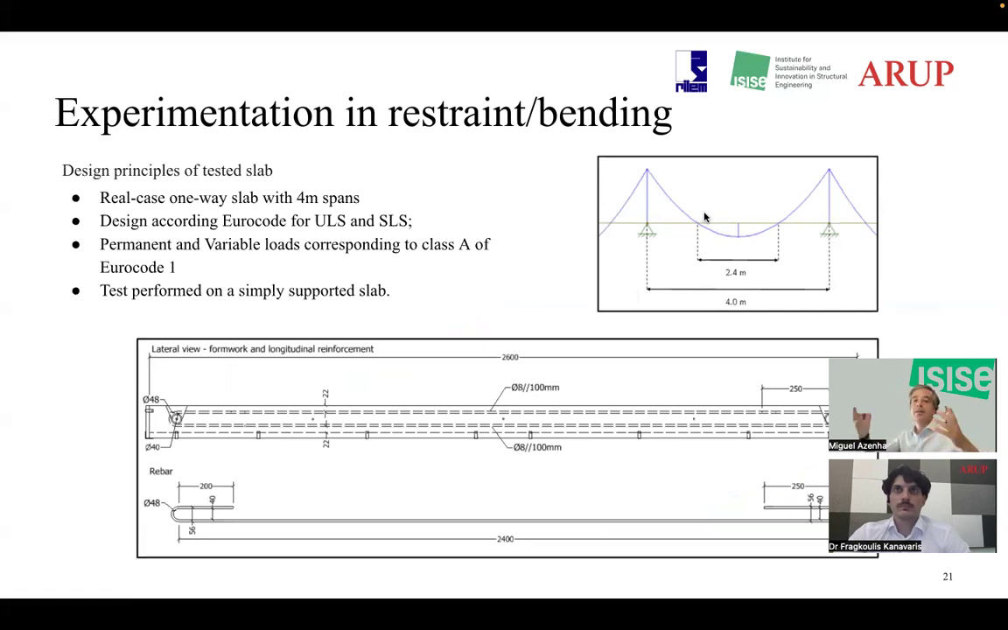And this continuous slab is not that different from reality, in the sense that we managed to do it with a 10 centimeter thickness. We wanted to do 15, but that was a different scale in the lab. But we did a 10 centimeter thickness with rebars of 8 spaced by 100 millimeters. So we sized it according to the Eurocode by overlooking the effect of shrinkage, I mean the restraint shrinkage.